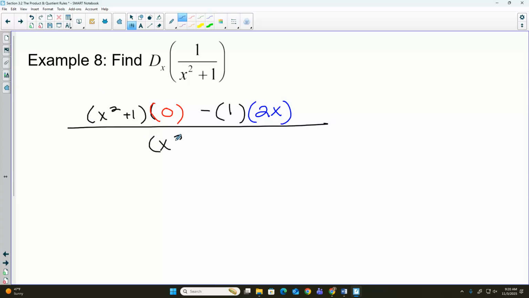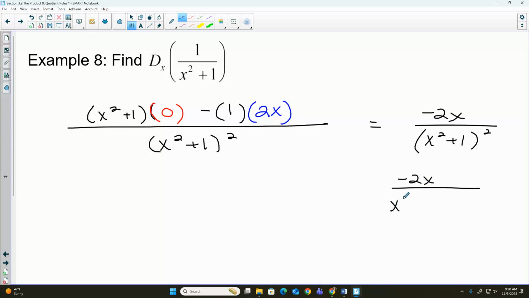Over low squared. So you should get negative 2x over x squared plus 1 squared. Or, I did see a couple people that did multiply out the bottom. If you do that, it would be x to the 4th plus 2x squared plus 1. So either of those answers are okay.